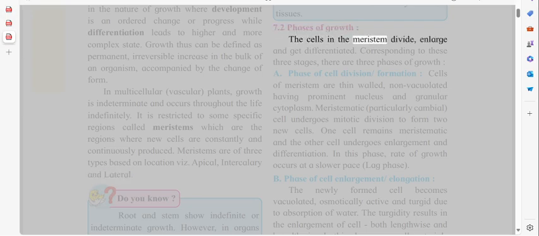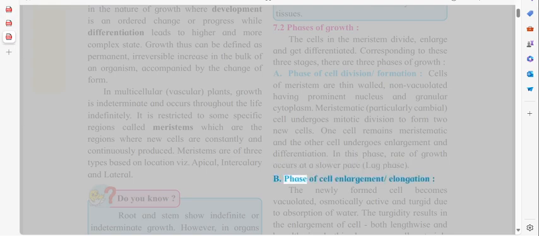7.2 Phases of growth. The cells in the meristem divide, enlarge and get differentiated. Corresponding to these three stages, there are three phases of growth. A. Phase of cell division or formation. Cells of meristem are thin-walled, non-vacuolated, having a prominent nucleus and granular cytoplasm. Meristematic, particularly cambial, cell undergoes mitotic division to form two new cells. One cell remains meristematic and the other cell undergoes enlargement and differentiation. In this phase, the rate of growth occurs at a slower pace.